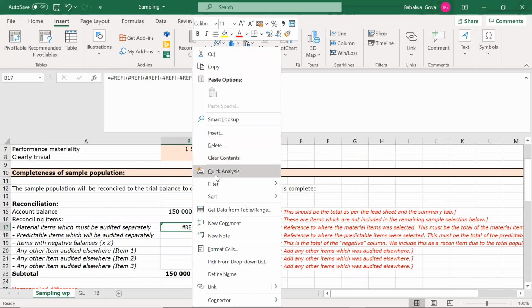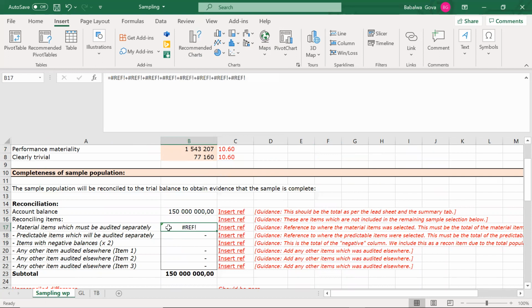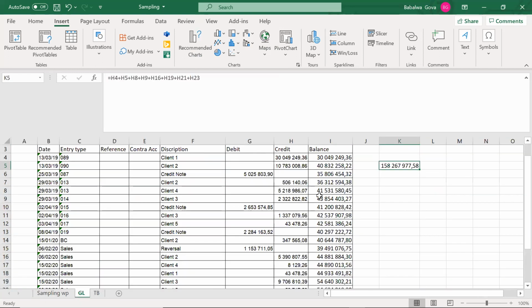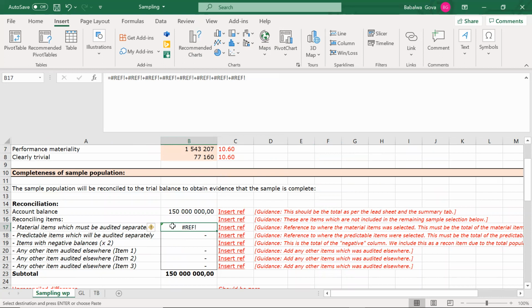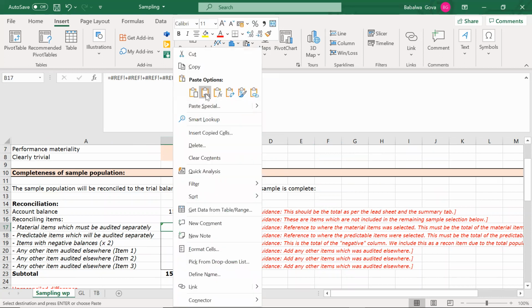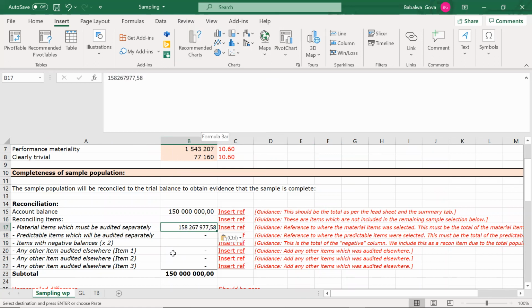Then we fix that. Okay, let's try that again. Let's take this, paste here. All right, we have it pasted. So the next thing I'm going to do is record all my items that have a negative balance.